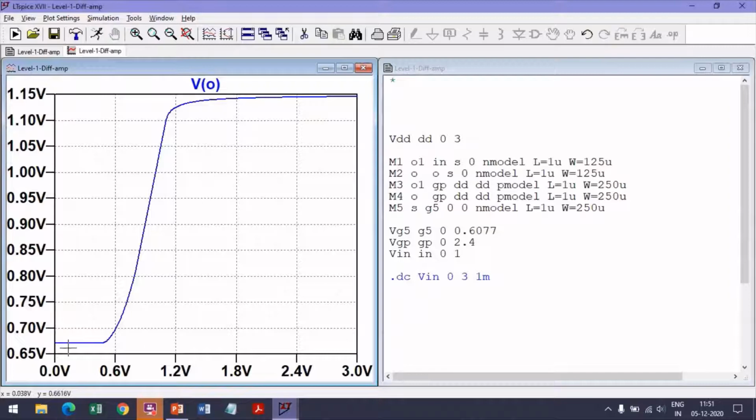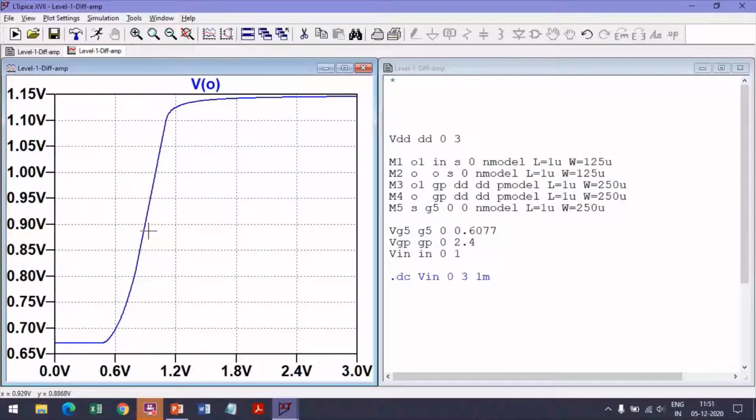The output is constant up to the input crossing some threshold. Then it is rising, and here it is kind of linear. So this is the region in which the amplifier works as a unity gain circuit. Then above 1.2 volts, again the output is saturating to about 1.15 volts. So the output voltage range is only about 0.67 to about 1.1 volts, a very small output voltage swing.